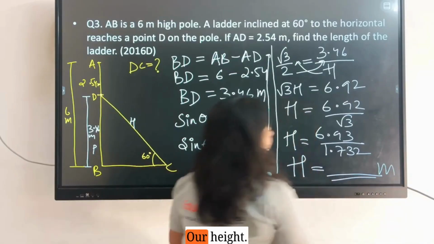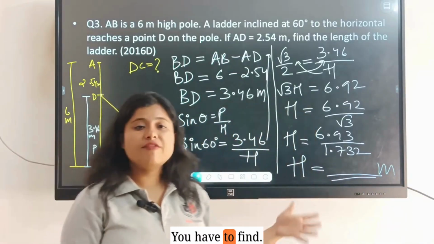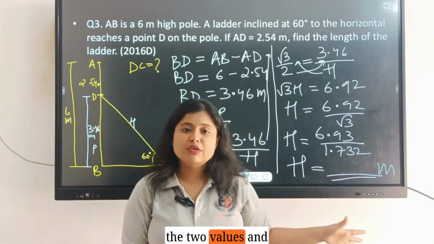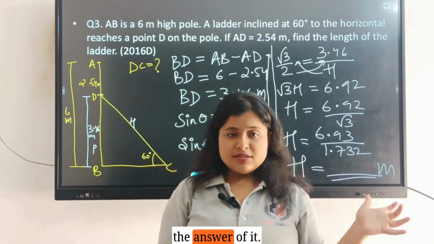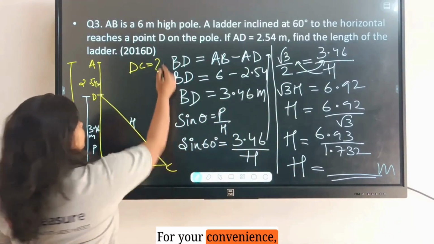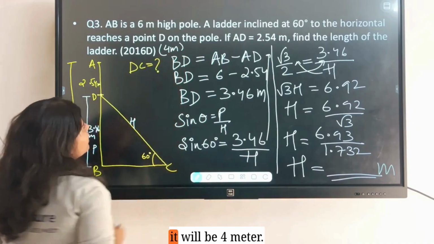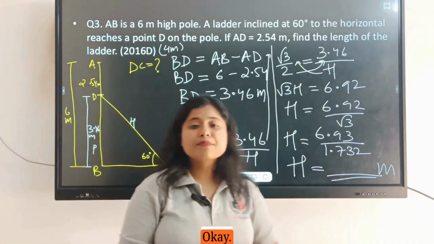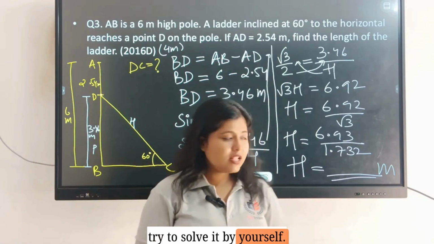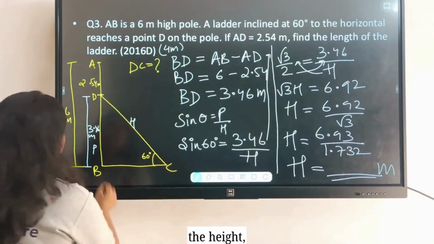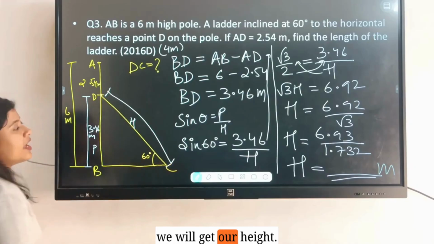When you reduce this, try to get the answer. What is our height? You have to just reduce the two values and find the answer. For your convenience, I am writing that when you reduce, the answer will be 4 meter. So try to solve it by yourself, and we will get our height.